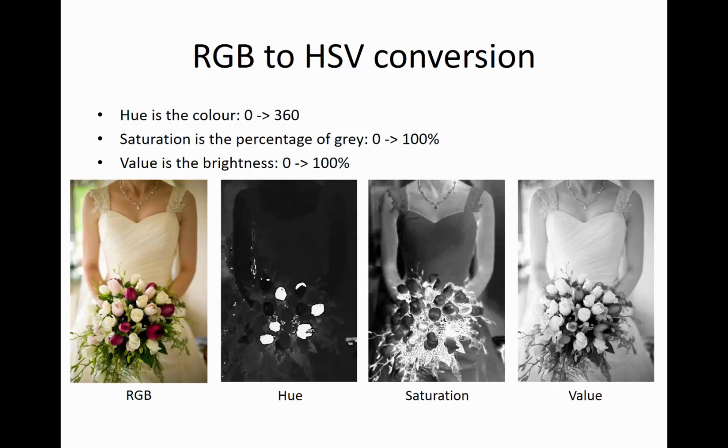We then see the saturation, so percentage of grey, and the value, the brightness of this particular image, which looks similar to a grayscale version of the image, and is essentially a grayscale version of the image based on which color channel had the highest value associated with it, the R, G or B.